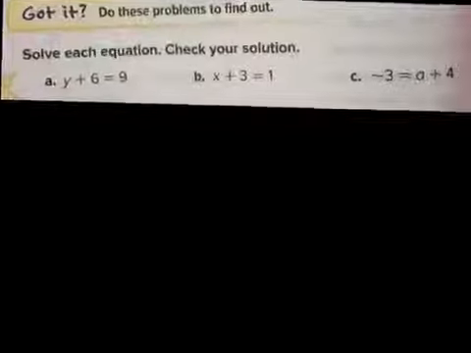I hope you looked at those steps, and I think you might be ready now to try these on your own. If you are, please pause the video, try it on your own, and then check to see if you got it correct. Alright, I hope you paused the video. I'm going to go ahead.